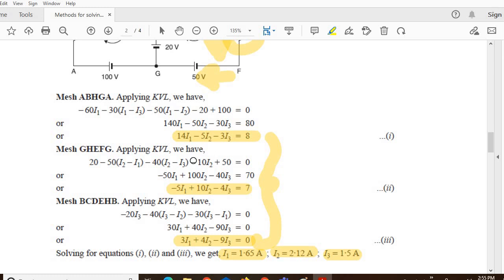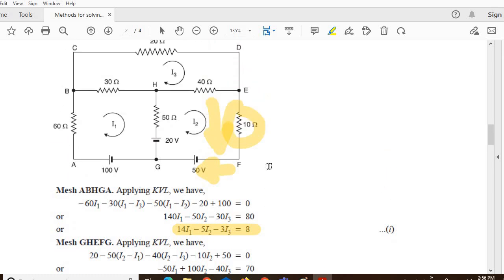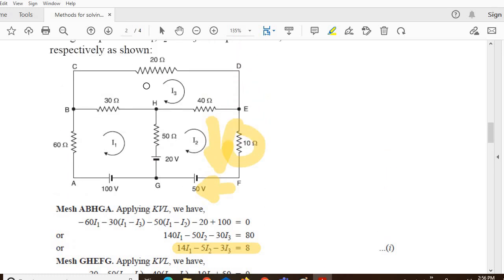You can first eliminate any one variable, that is I3. Keep the equations in the form of I1 and I2, solve them simultaneously, and calculate the values of currents I1 and I2. This is the way you will get the 3 values of current: I1 1.65, I2 2.12, I3 1.5. Now this is the conventional method. When we have a complicated circuit, this calculation becomes much more difficult as the number of currents increases.